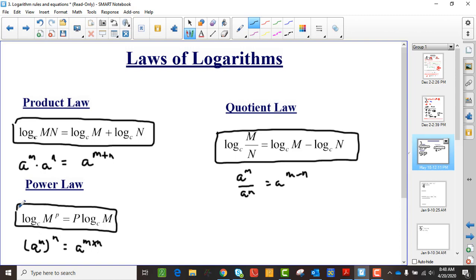So what we do with these is we actually use these rules for logs, just like we use the rules for exponents, to simplify equations, and also to solve equations that we couldn't otherwise. So let's look at a few examples.